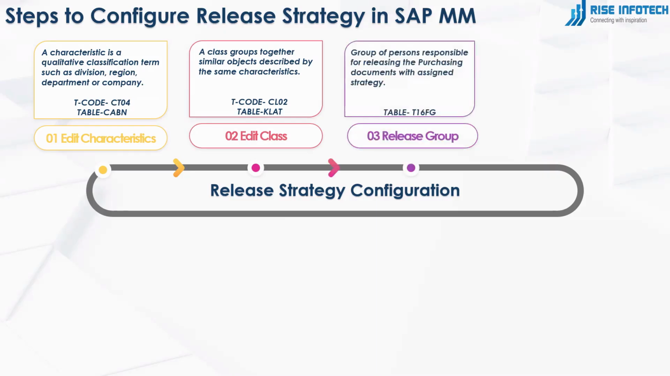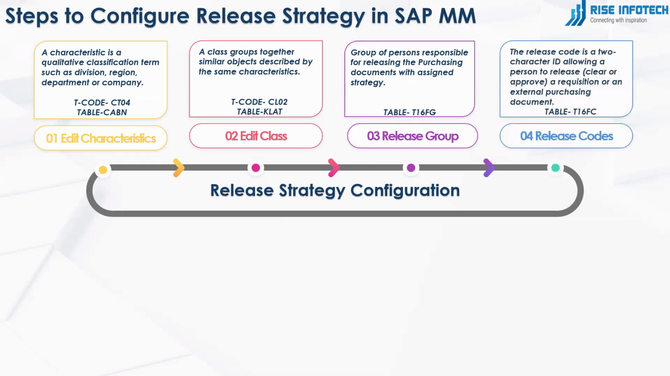The next step is release group. Edit characteristics and edit class are modification types, and the release group comes under the key components of the release procedure. The release group is the group of persons responsible for releasing the purchasing documents with the assigned strategy. And the table is T16FG.